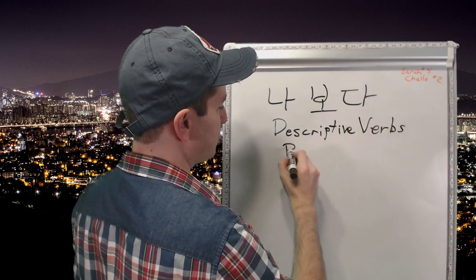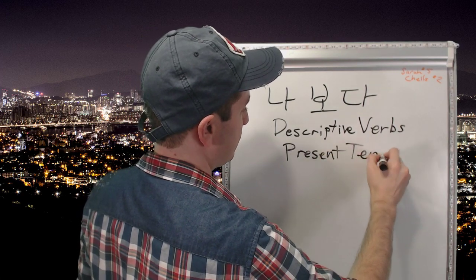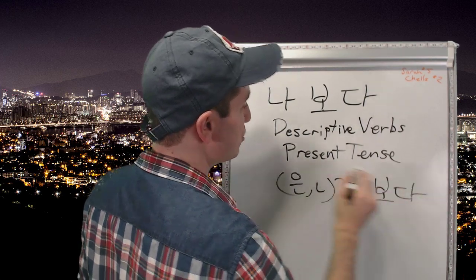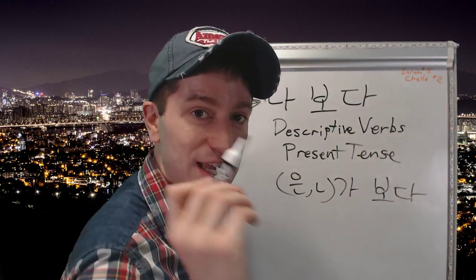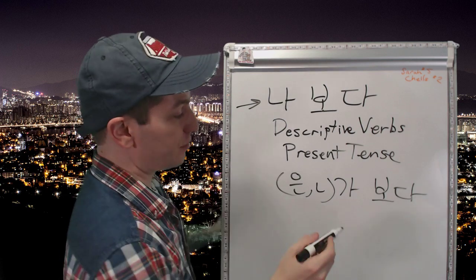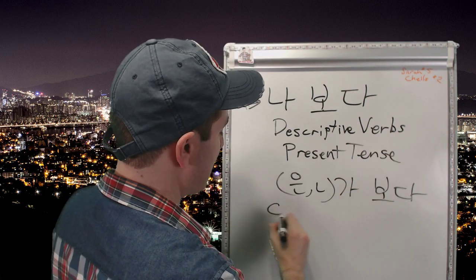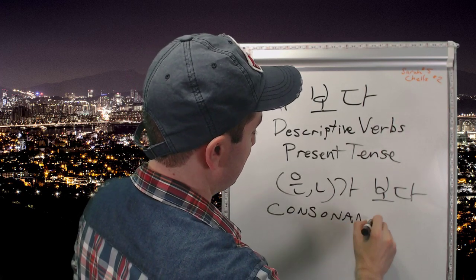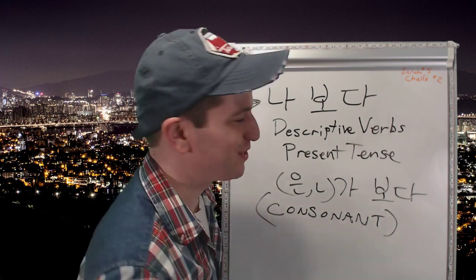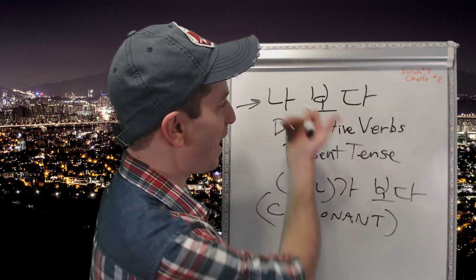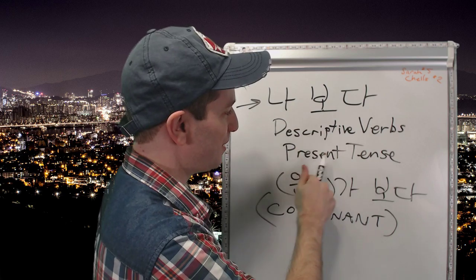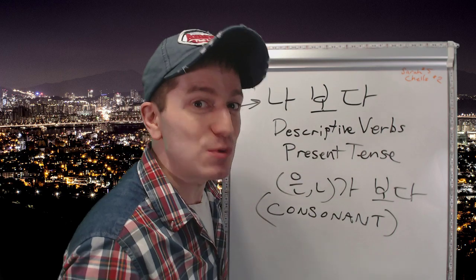So normally descriptive verbs in the present tense are just used with this 가 보다 ending that we learned before. But you can also use 나보다 in this exact same case when, and only when, the descriptive verb stem ends in a consonant. Now, this is a lot of the time. This is like most of the time. So really what you end up with is 나보다 being used all of the time and 가보다 only coming up when it's a descriptive verb, present tense, that ends in a vowel. That's when you have to use 가보다.